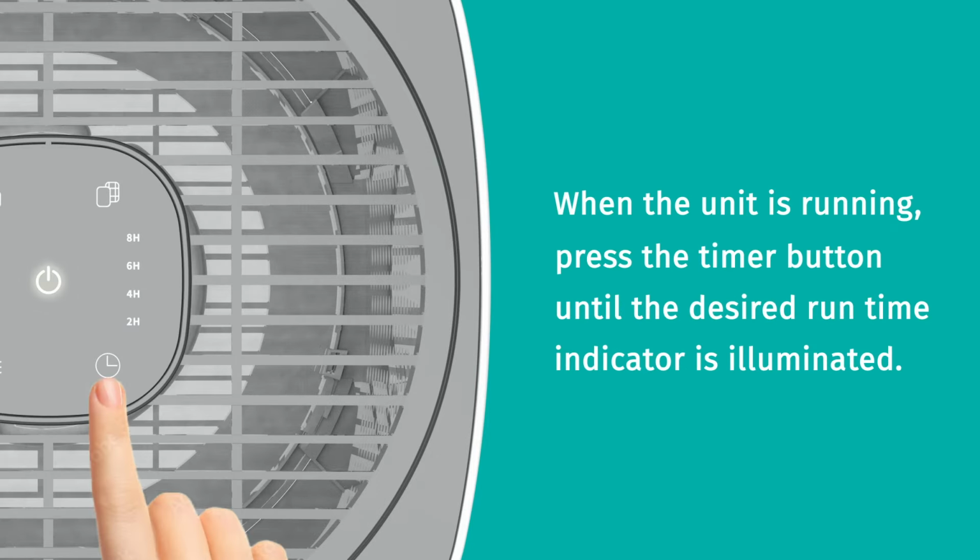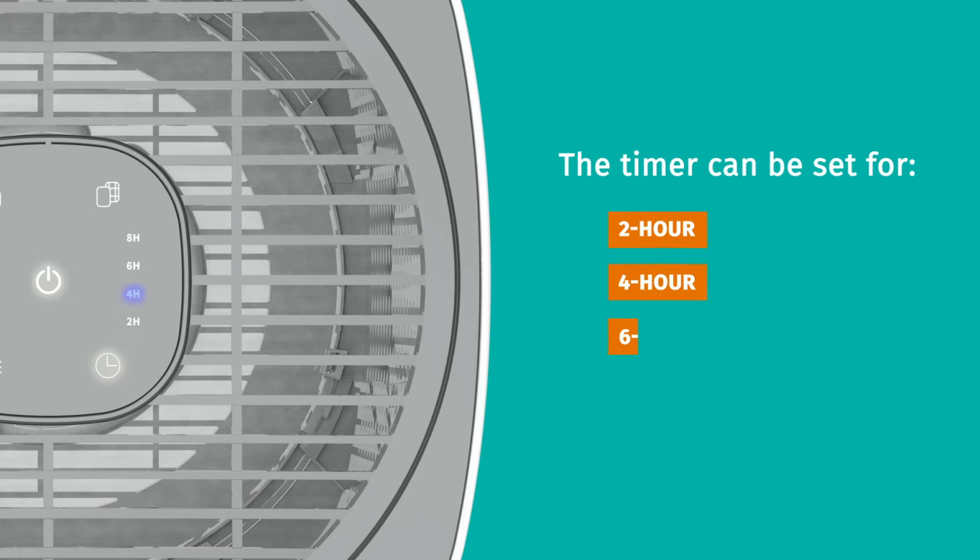When the unit is running, press the timer button until the desired runtime indicator is illuminated. The timer can be set for 2, 4, 6, and 8-hour increments.